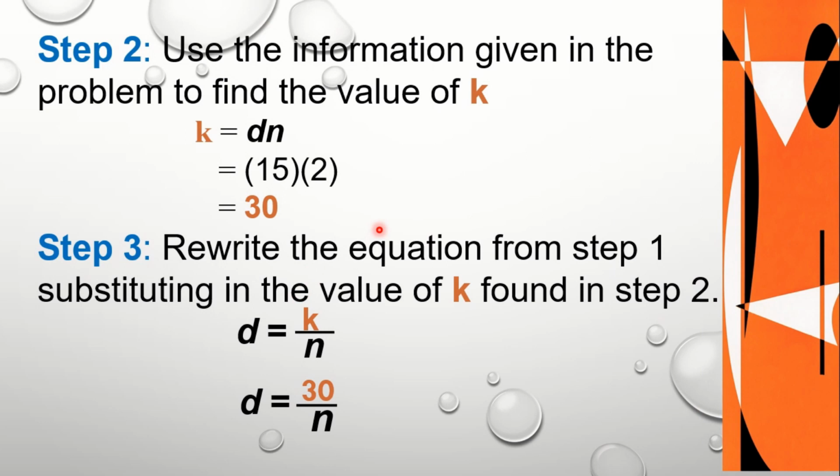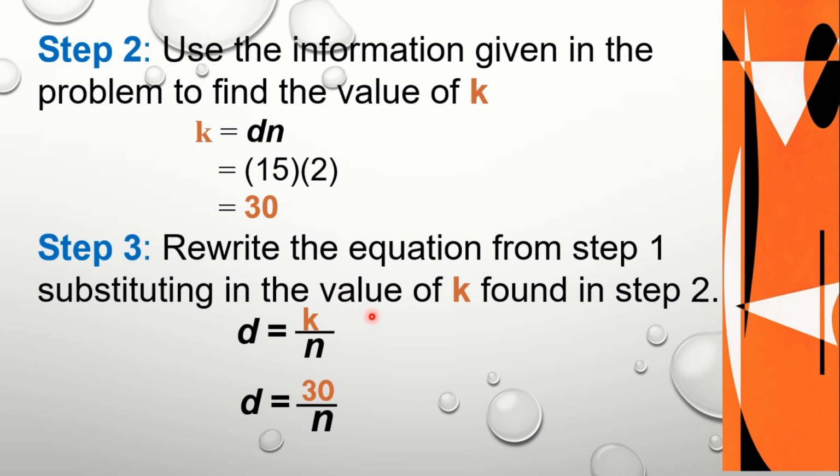So we use the information given in the problem to find the value of K. In terms of K, that is equal to D times N, or the product of the two quantities. The first value of days is 15, and the number of men is 2 to complete the job, which is equal to 30. That is the value of the constant.